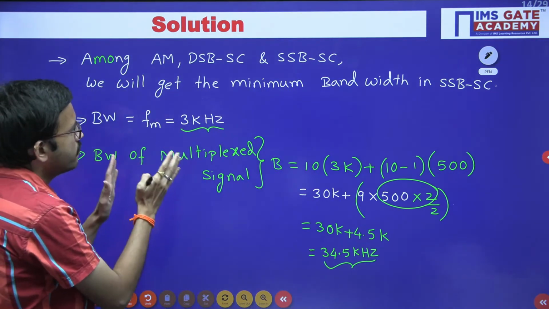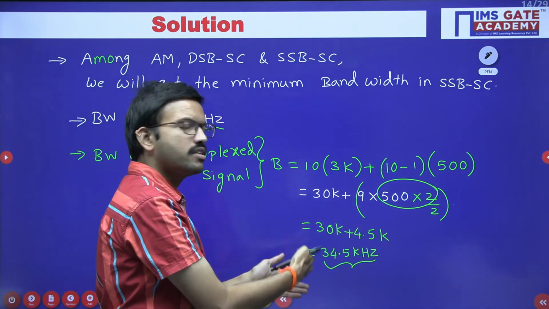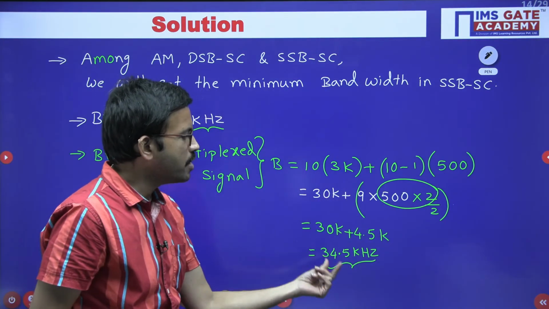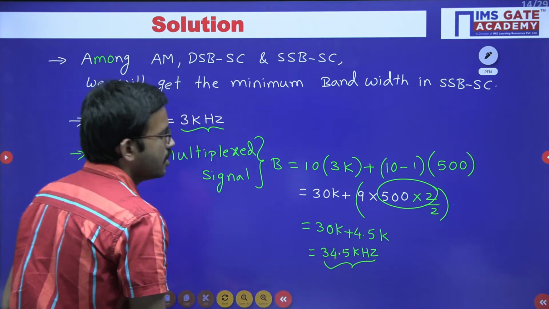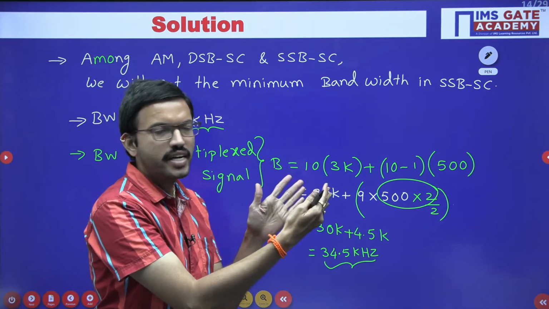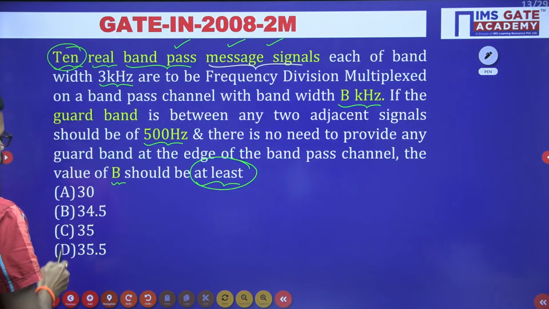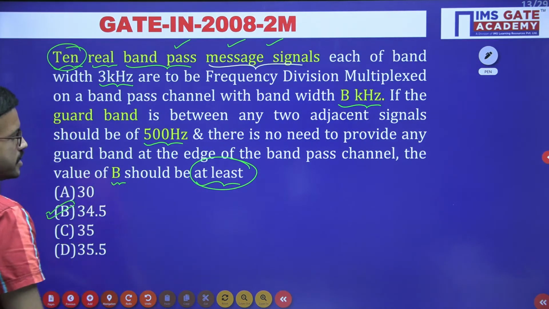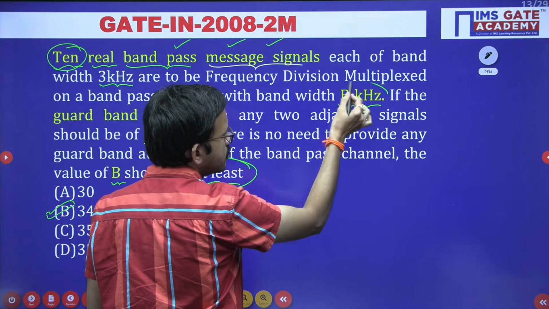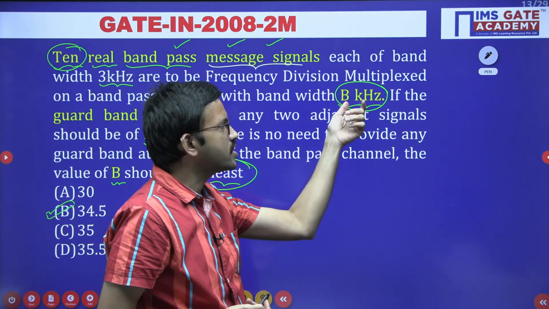With the help of SSBSC, this is the minimum bandwidth required. If you want, you can consider 40 kilohertz, 50 kilohertz, 60 kilohertz, or any value more than that, but this is the minimum bandwidth you must consider. If you consider 30 kilohertz or 25 kilohertz, you may lose information, since you are not transmitting all the signals effectively. So the final answer is 34.5, and option B is the correct answer. Whenever you have units for any parameter or quantity, you have to focus on those units carefully.